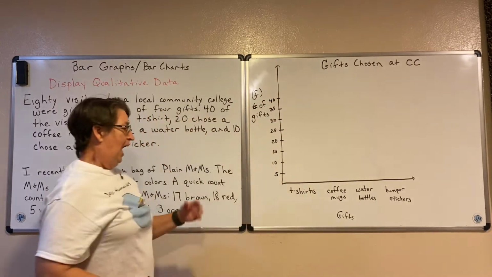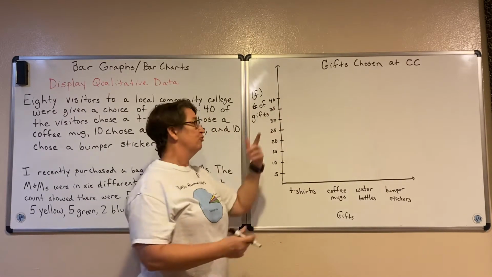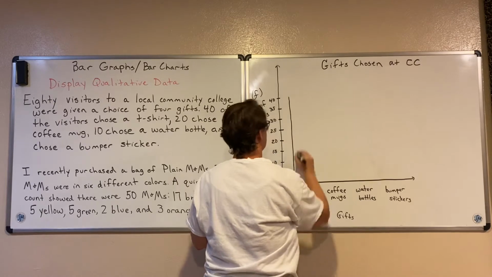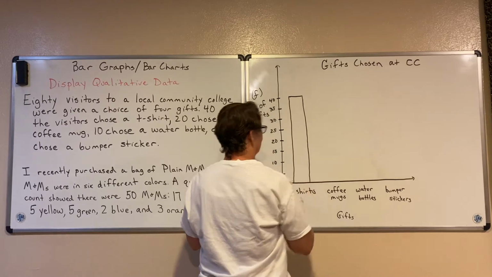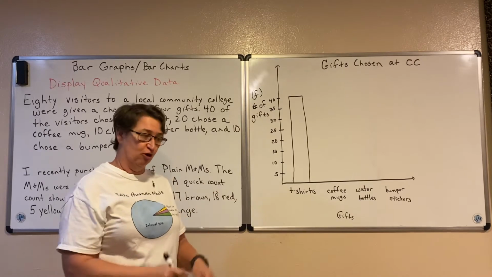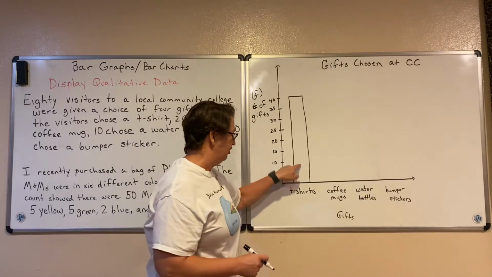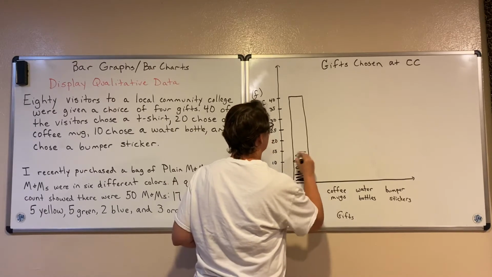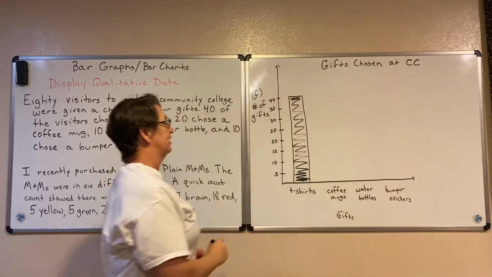Then I'm going to draw a bar above my t-shirts that reaches all the way up to 40. So I'm going to draw a bar here that reaches up to 40. Now what this bar represents is that data: 40 people that chose t-shirts or 40 t-shirts that were given away. That's what that bar represents, is inside of here are 40 t-shirts that were given away. So this bar literally shows the frequency, the number of gifts that were given away.